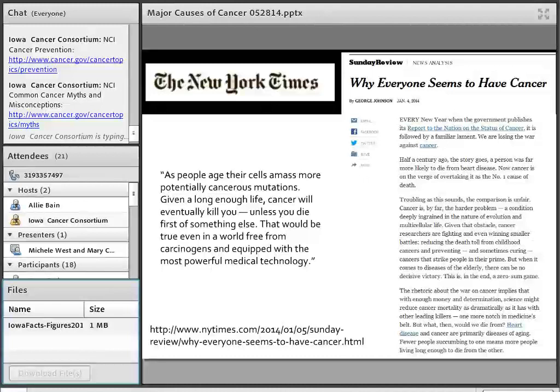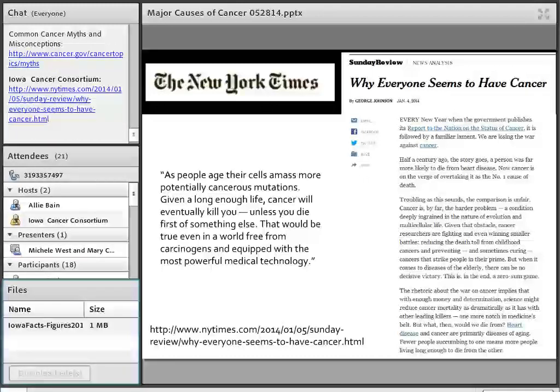Given a long enough life, cancer will eventually kill you, unless you die first of something else. That would be true even in a world free from carcinogens and equipped with the most powerful medical technology. And in there, they talk about how heart disease and cancer are primarily diseases of aging. Fewer people succumbing to one means more people living long enough to die from the other.